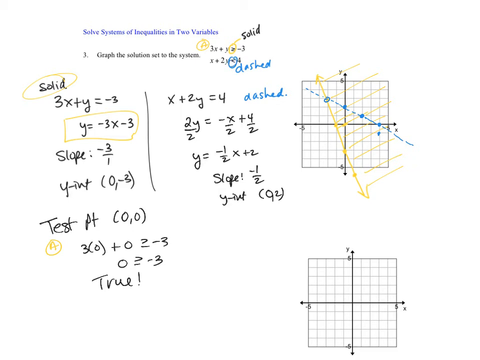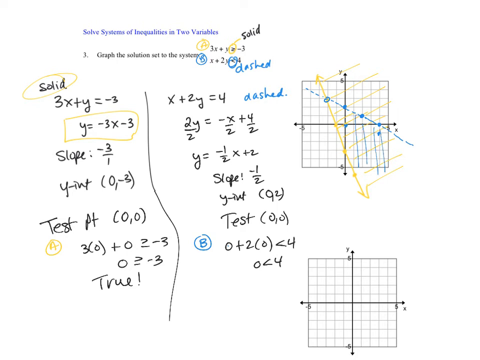All right, now I need to do a test for this one as well and decide where I'm going to shade. So I put this into that second inequality, so I've got 0 plus 2 times 0, and is that less than 4? Which it is, because 0 is less than 4. So that means I get to shade the origin and everything on that side of the line.